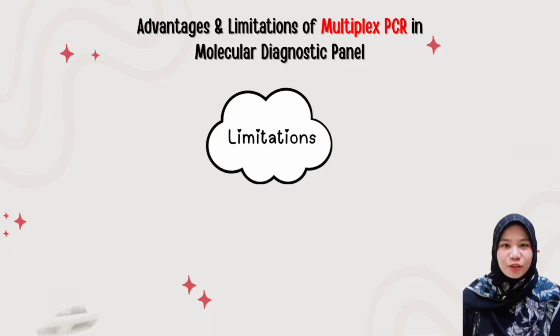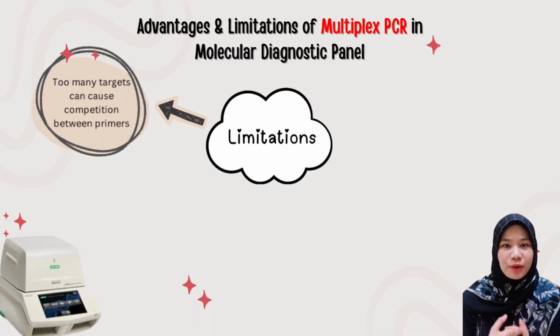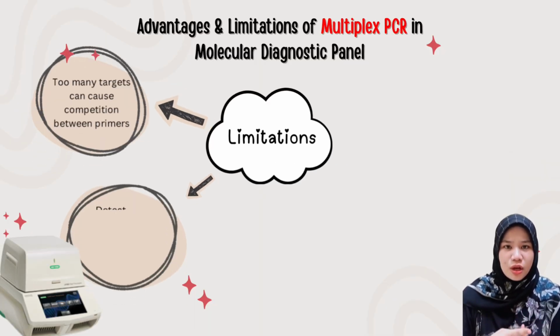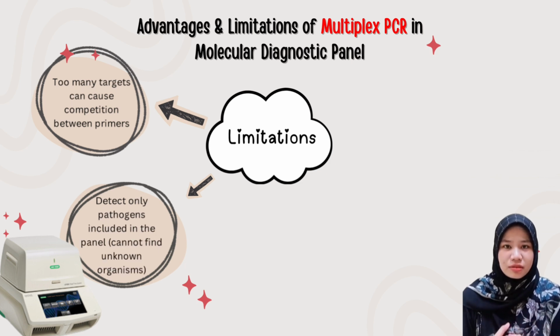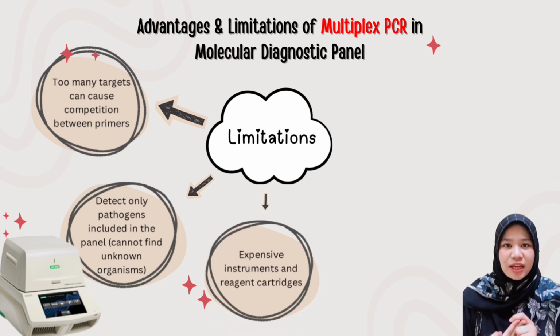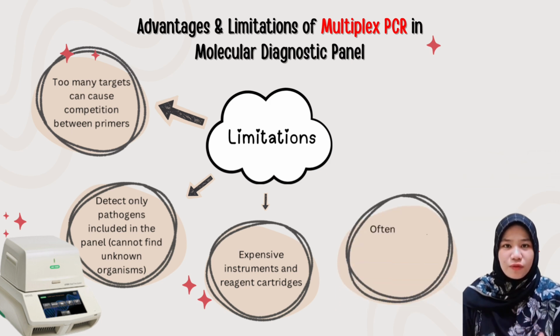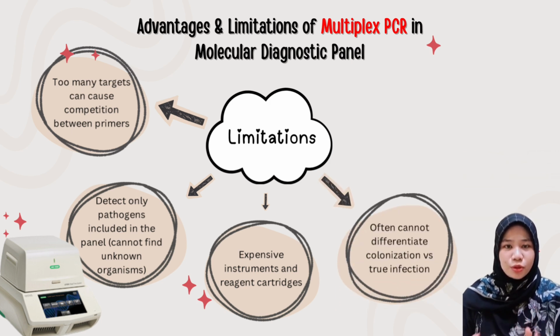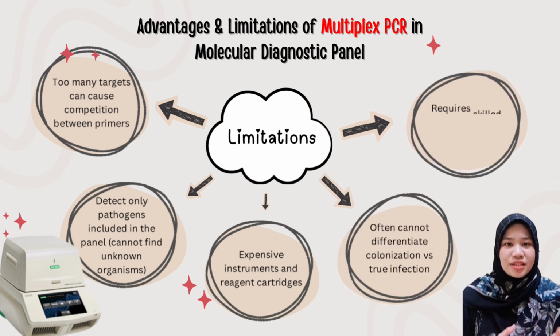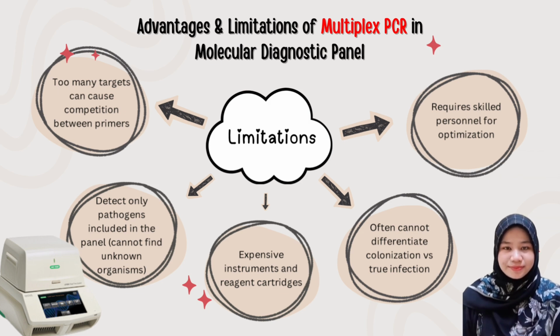For the limitations, too many targets can cause competition between primers. Other than that, some panels only detect organisms included in the panel, so rare or unexpected pathogens can be missed. Expensive instruments and reagent cartridges can restrict accessibility and increase per test cost. Also, it often cannot distinguish colonization from true infection, and requires skilled personnel for optimization.